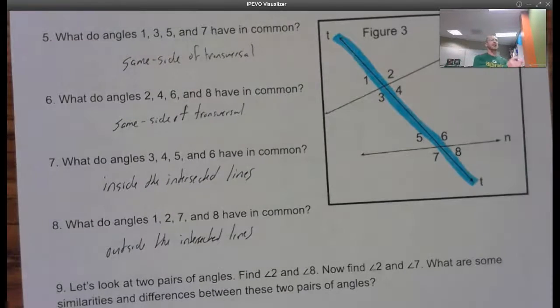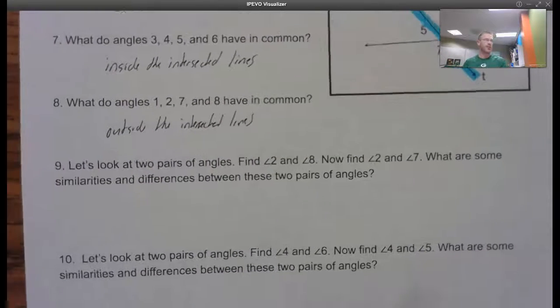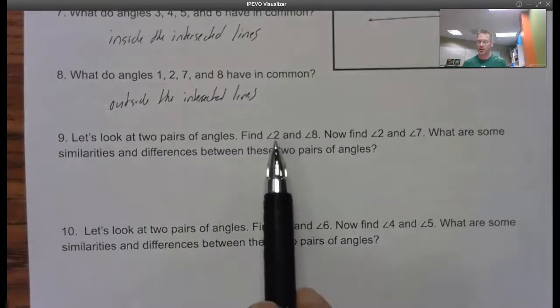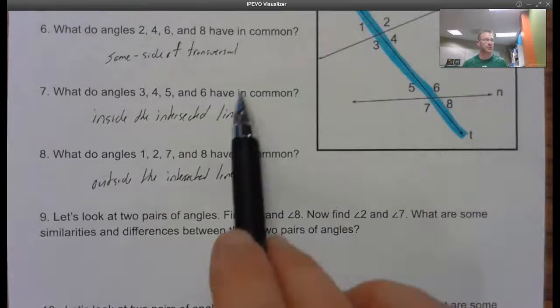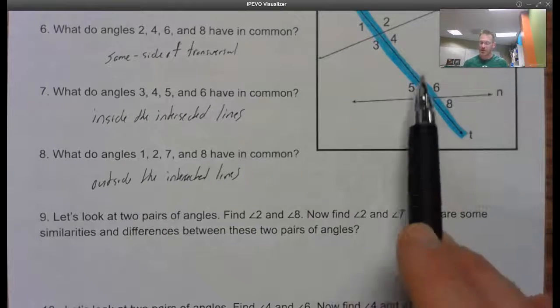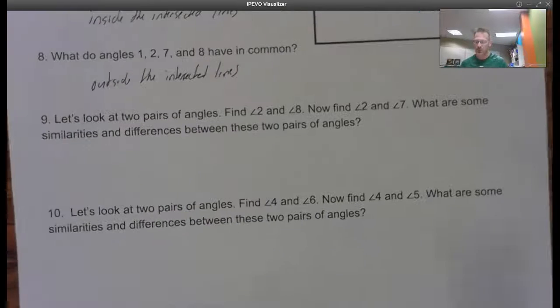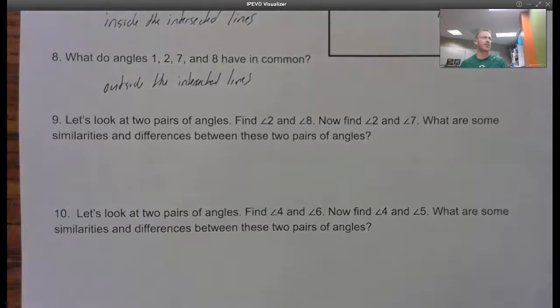So we have angles that are on the same side of the transversal, we have angles that are inside of the intersected lines, and we have angles that are on the outside of the intersected lines. So now here's what I want you to do: once again, pause the video and answer question 9 and question 10. Look at 2 and 8, and see if you can find something in common based on what we just talked about. And then find 2 and 7. What are some of the similarities and differences between those two pairs of angles? And then do the same thing for angles 4 and 6 and 4 and 5. Pause the video, write down your thoughts, and then let's flip it back on and see what connections you made.